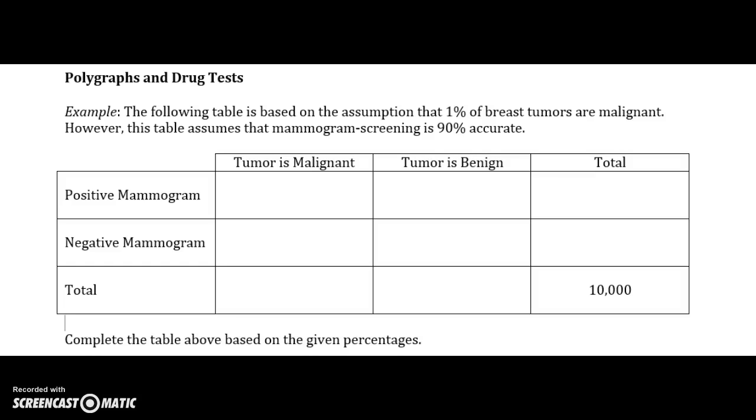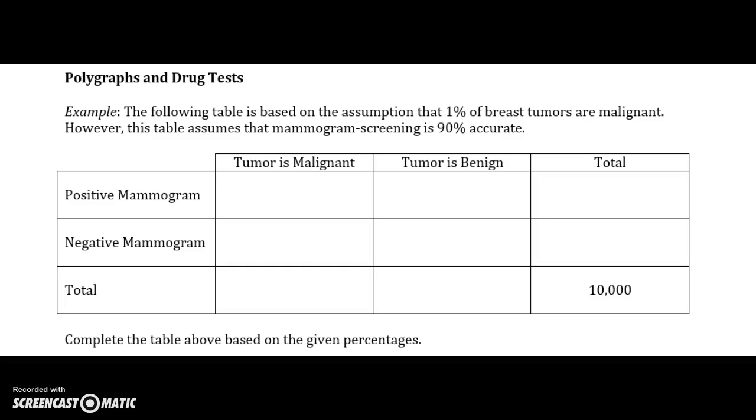The next part of Section 3E talks about polygraphs and drug tests. With both of these things, there is the potential for the test to be wrong. For example, the following table is based on the assumption that 1% of breast tumors are malignant, which means that they are cancerous. However, this table assumes that a mammogram screening is only 90% accurate.